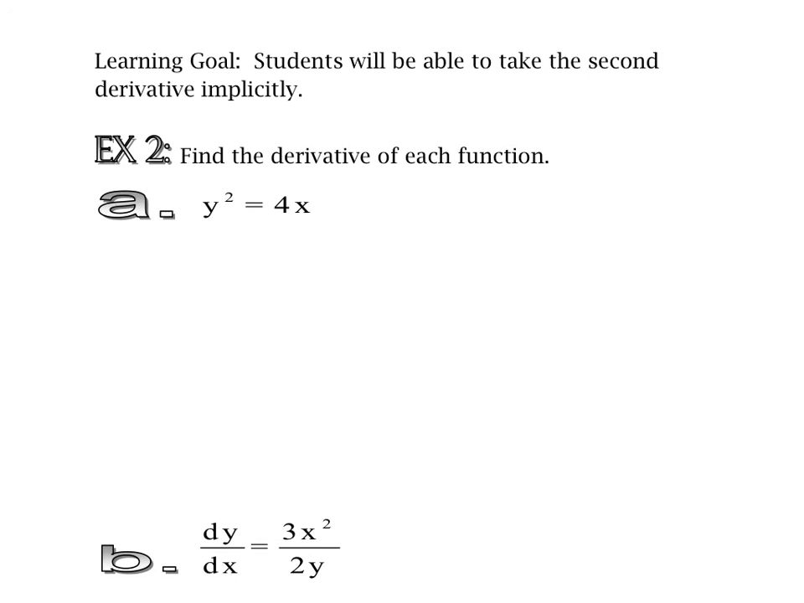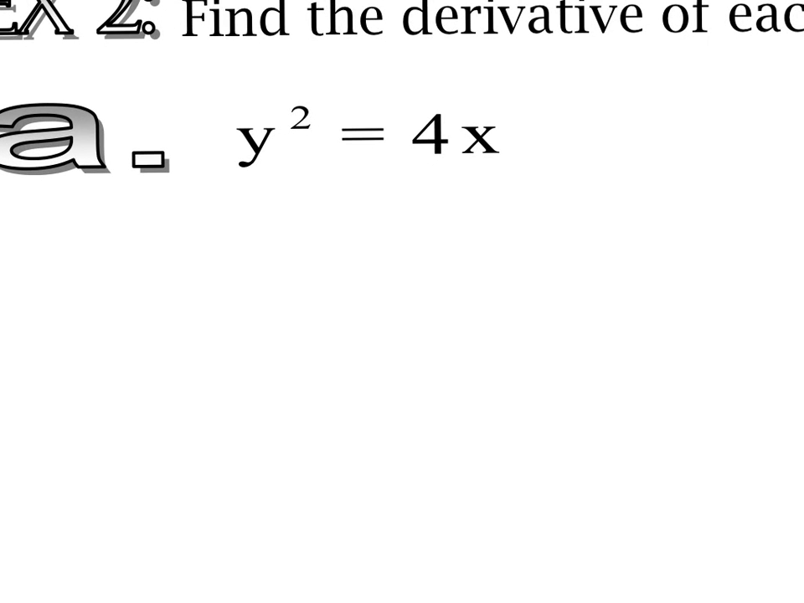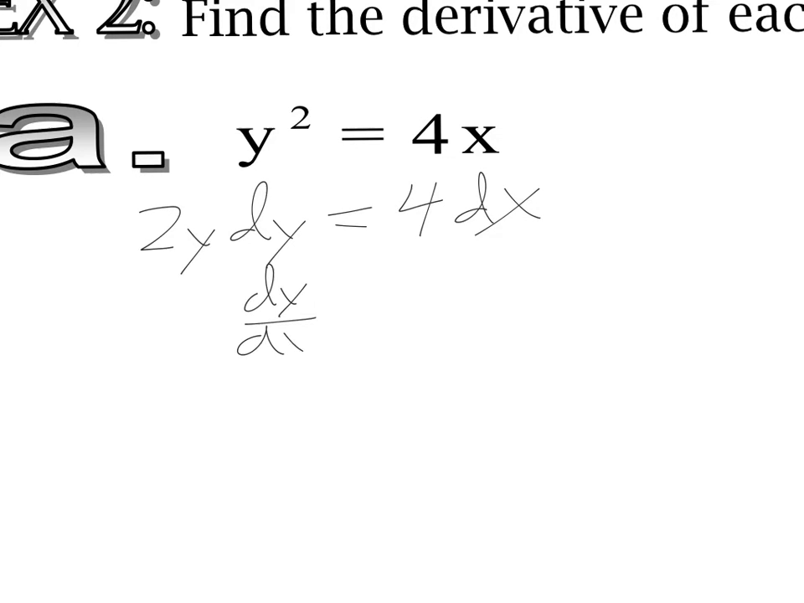Okay, it says find the derivative, but I meant to put a second there. Find the second derivative of each function. So let's go ahead and do this. We're going to do this all implicitly. So we're going to find the first derivative first, obviously. The derivative of y squared is 2y dy equals derivative of 4x is just 4 dx. And we're going to divide both sides by dx, giving me dy over dx, and divide both sides by 2y, giving me 4 over 2y.